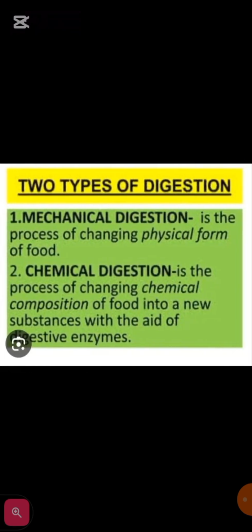There are two types of digestion: mechanical digestion and chemical digestion. Mechanical digestion is the process of changing the physical form of food. It means that food is converted into smaller pieces or smaller particles by the grinding and chewing action of the teeth. While chemical digestion is the process of changing chemical composition of food into new substances with the aid of digestive enzymes. Digestive enzymes are special molecules that speed up the process of digestion.